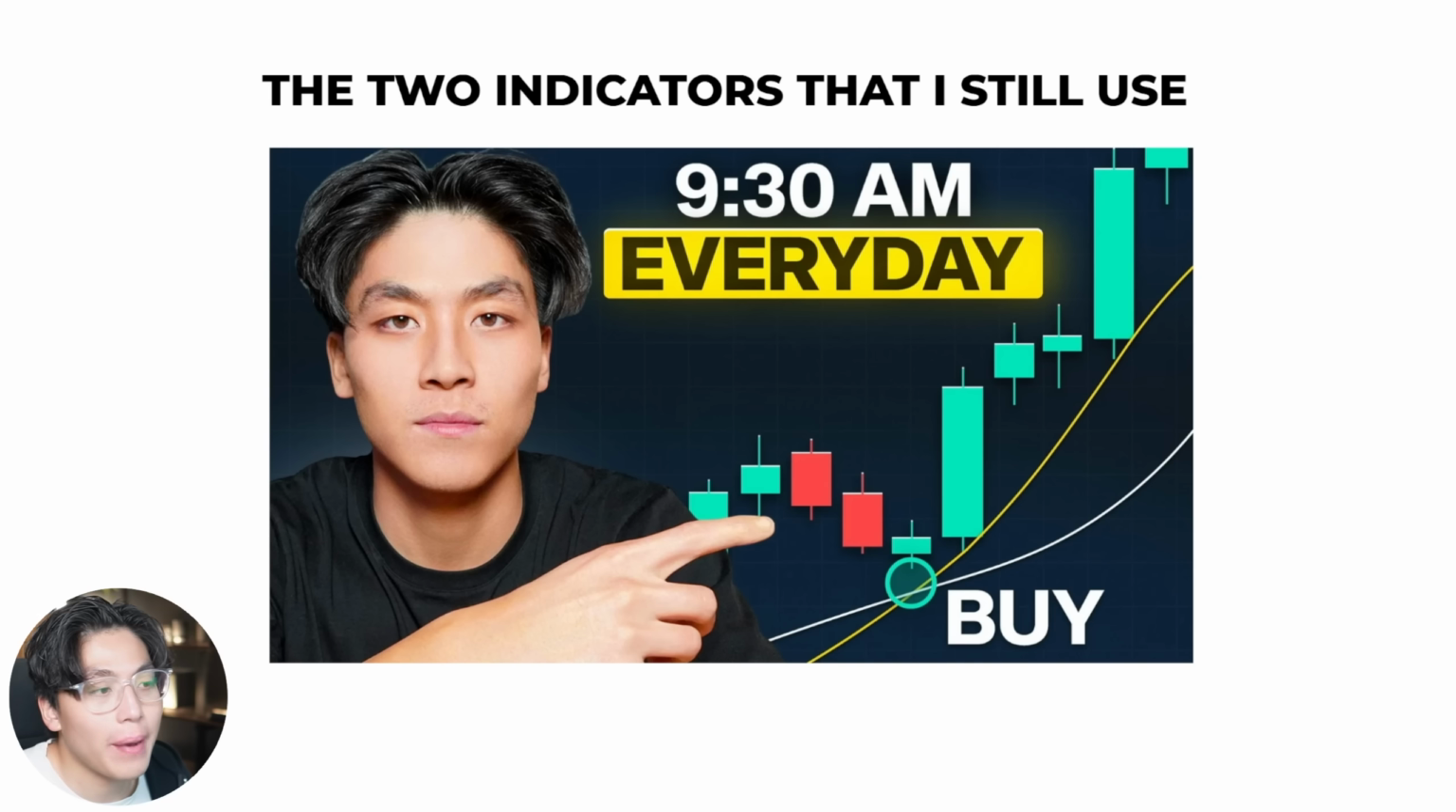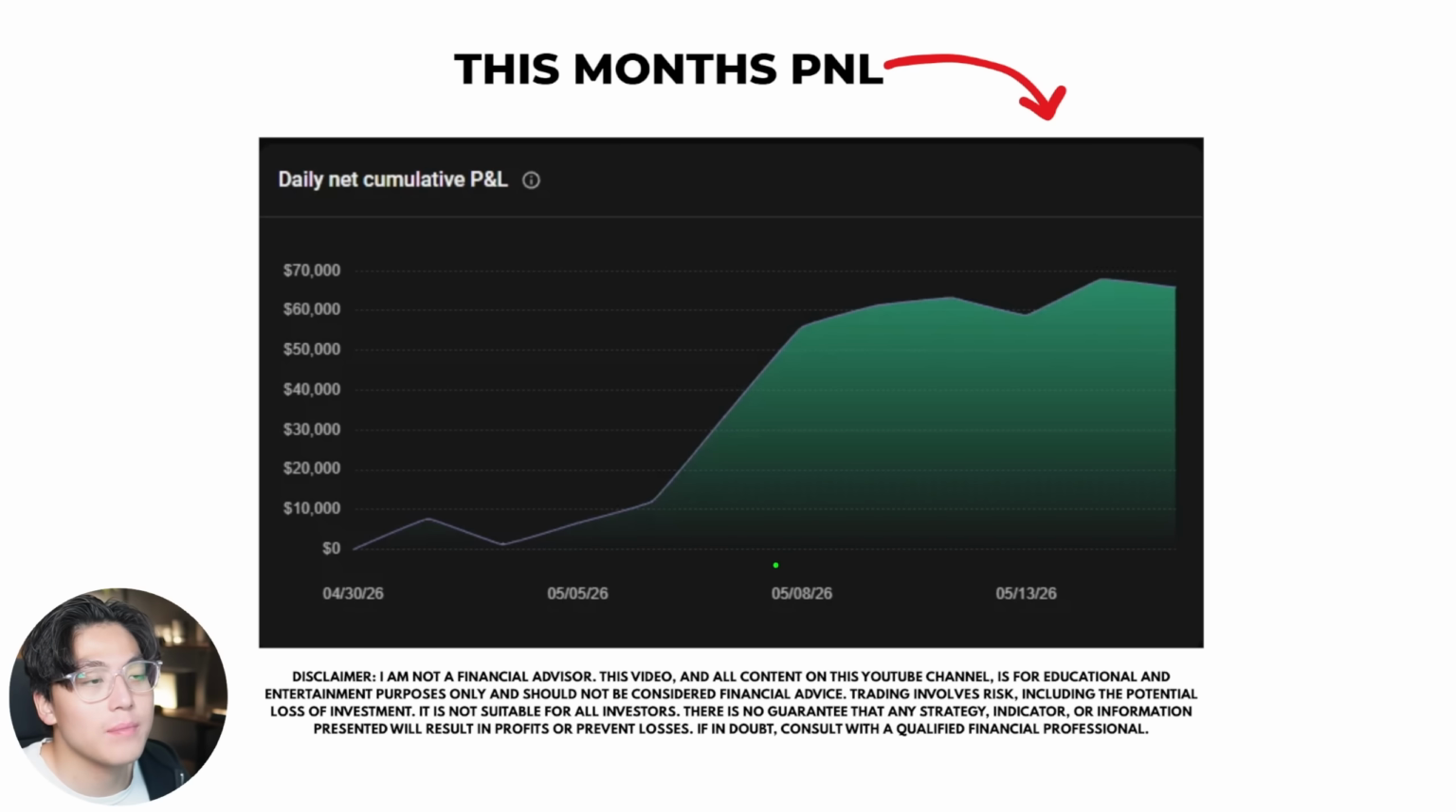These are very powerful indicators that you can implement into your trading today to help improve your trading results. As you can see, this is my month to date P&L. For the month of May, I'm up over $60,000 for the first 2 weeks of trading. I've been trading for the past 7 years and I lost for years in the markets until I was able to develop a consistent edge and a repeatable system.